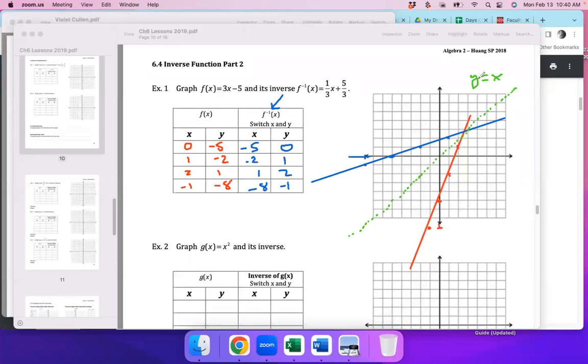Okay, so the green line I just drew is y equals x. This is the part that I need you guys to really focus on, and I'll emphasize this again after break. But the original function and its inverse will always be a reflection about the line y equals x.